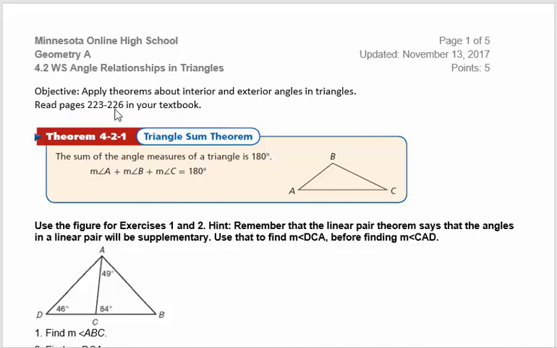So you should start by reading this section in your textbook to get a good overview. There are some examples on here, but it does not explain as well as the textbook does. It's just a little bit of an overview.